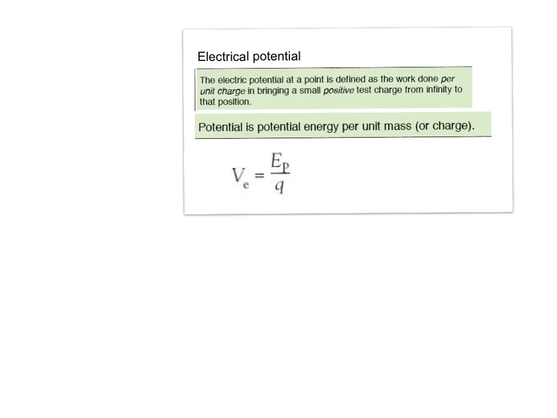The electric potential is very useful in defining what's going on in the field without actually considering the charge q of the object inside the field. The electric potential at a point is defined as the work done per unit charge in bringing a small positive test charge from infinity to that position. What's really important about this definition are obviously the work done per unit charge, but also this point positive test charge. It's important that you include that in your definitions for all of these electric field formulas.